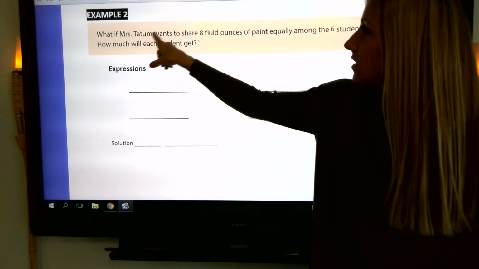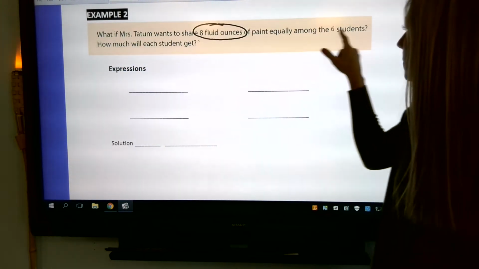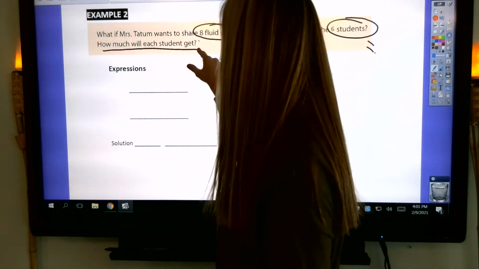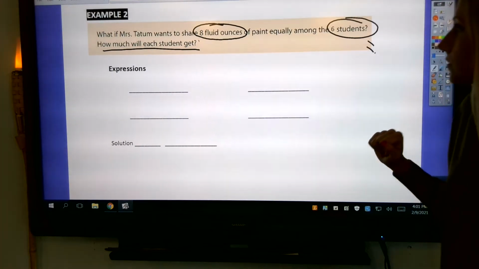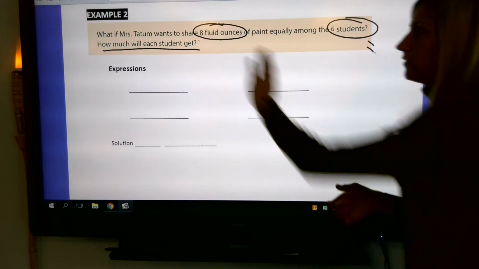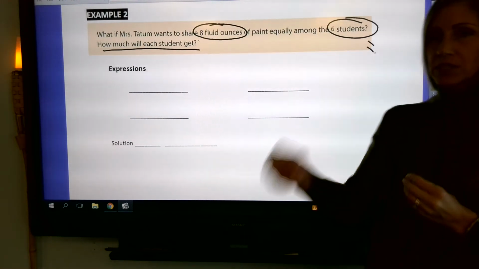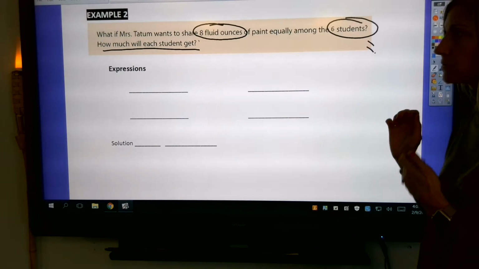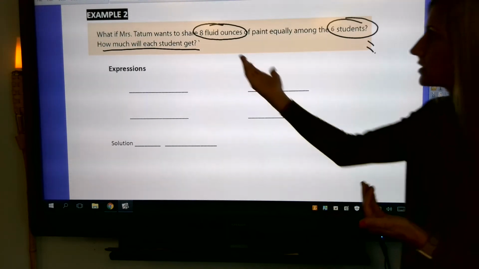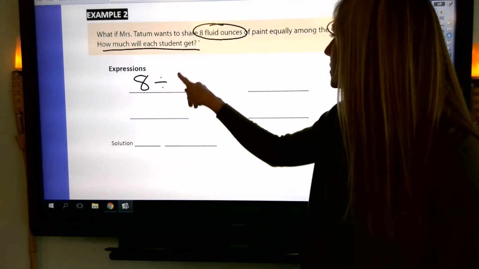What if Mrs. Tatum wants to share 8 fluid ounces of paint equally amongst 6 students, how much will each student get? Okay, well, what's being divided here? What are we talking about? We have 8 fluid ounces, we have 6 students. What's being separated? The students or the ounces of paint? Yeah, it's the ounces still. So you would have 8 divided by 6.